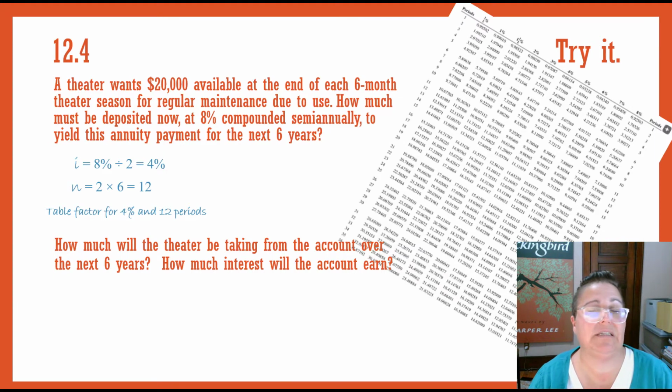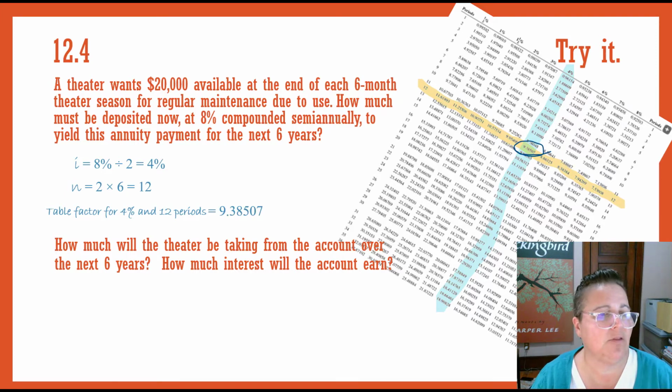This is just a snippet of that 12-2 present value table. Notice that it starts with a number less than 1, 0.99, still less than 1. So I know I'm on the present value because I should need less. So I'm going to go down the 4% column, and then I'm going to go over to 12 compounding periods. Their intersection gets me 9.38507. So that's my present value table factor.